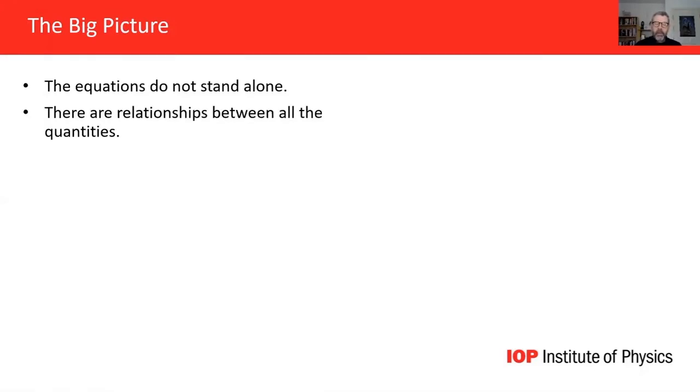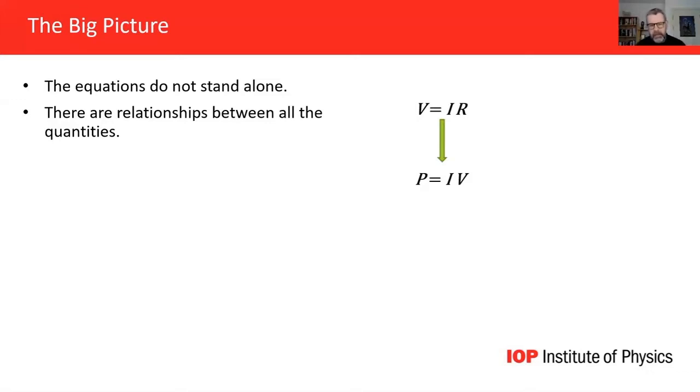Let's look at how these equations are connected and why they are so important. So the equations don't stand alone. If we look at them in turn, we'll see that there are relationships between all of the quantities. So let's start with V equals IR, the equation for potential difference equaling the current multiplied by the resistance. Now related to that is the equation for power. Power is current times potential difference, and we can see how much they've got in common.